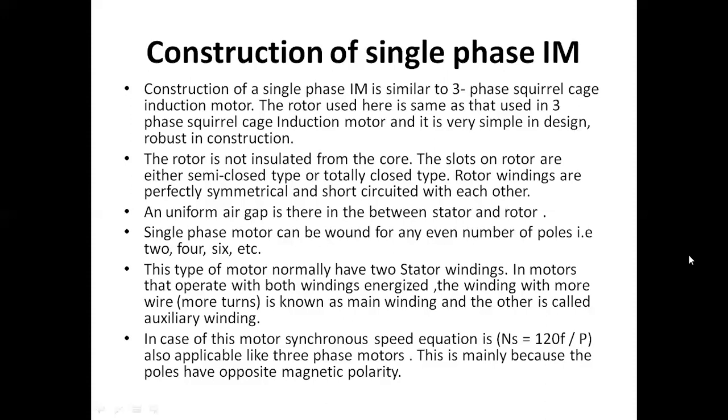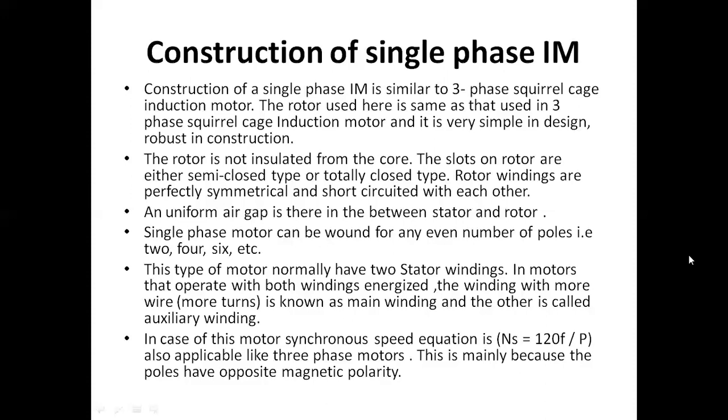A uniform air gap is there in between the stator and rotor. The single phase motor can be wound for any even number of poles, that is, it may be 4 pole, 6 pole, or 2 pole, depending upon the requirement and especially the speed. This type of motor normally has two stator windings that operate with both windings energized. The winding with more turns is known as the main winding and the other winding is known as the auxiliary winding.